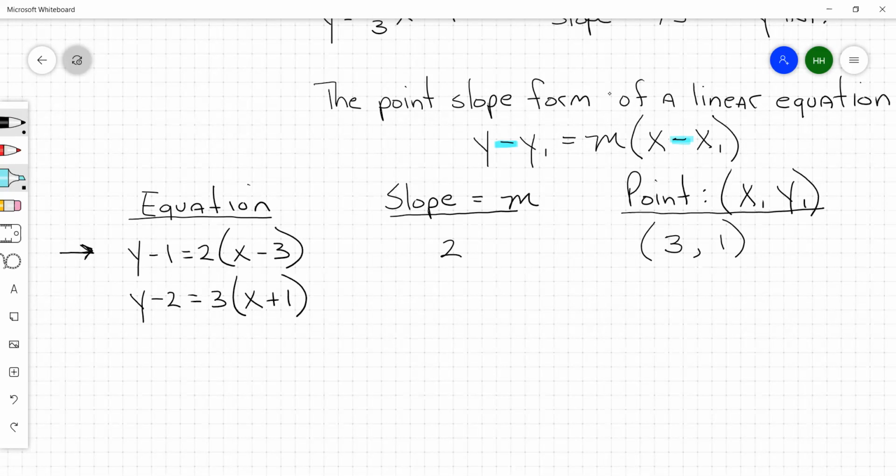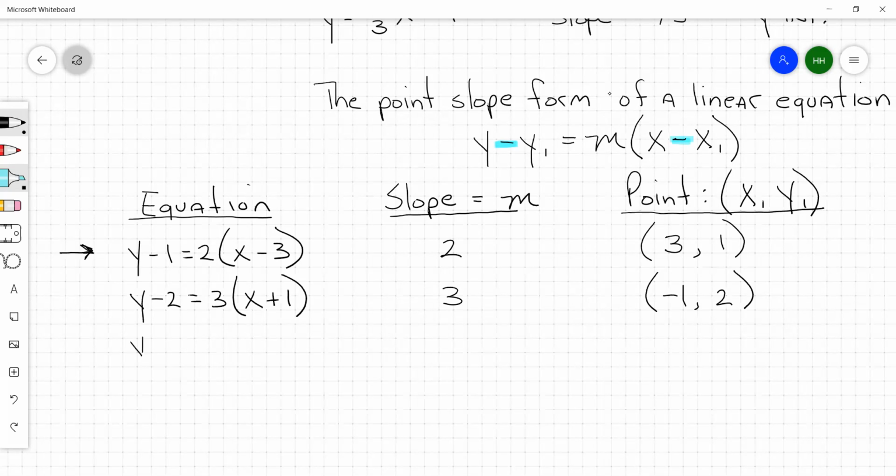All right, what's the slope of this line? 3. Now, be careful here. A point on this line, what's the x value of a point on this line? You see how this is plus now? So we've got to use the opposite there. So this is negative 1. All right, what's the y value of a point on that line? Positive 2, good.